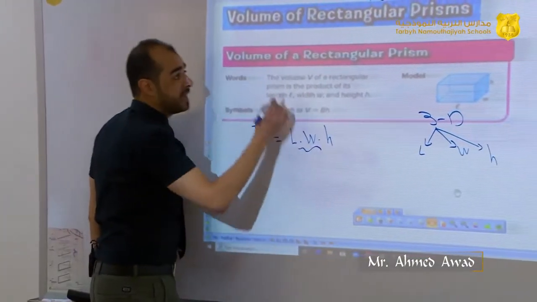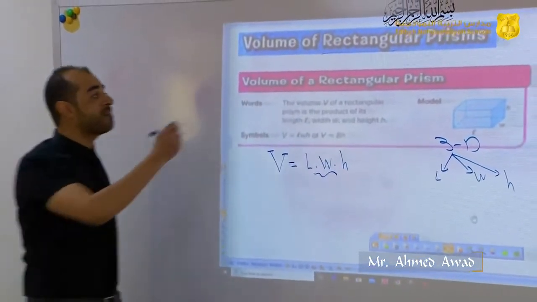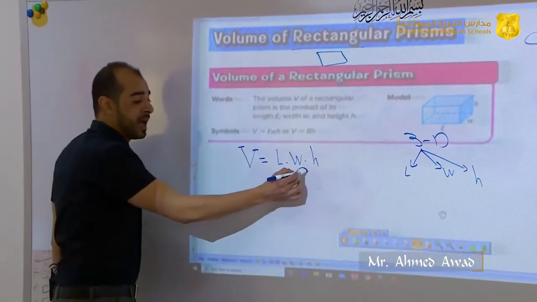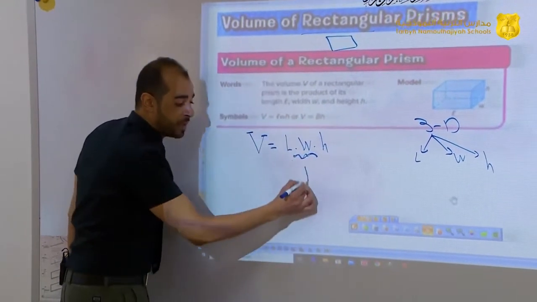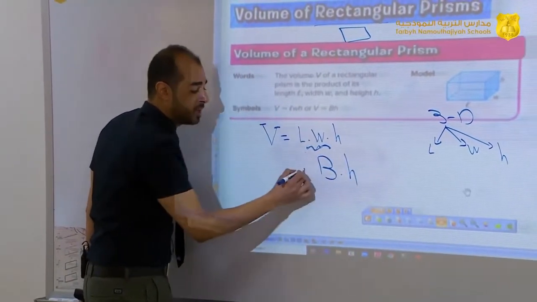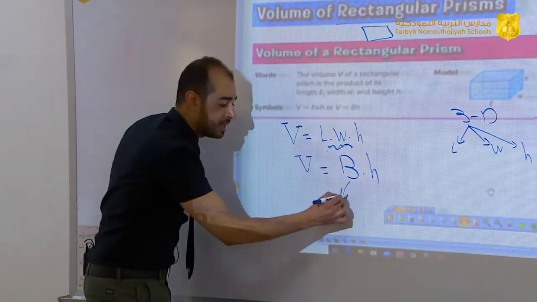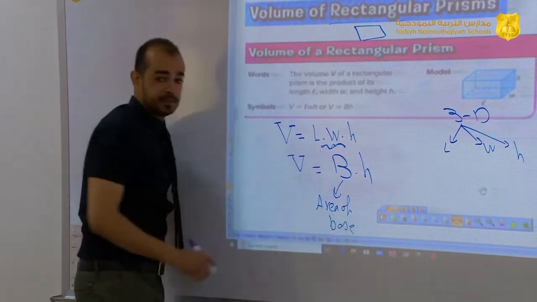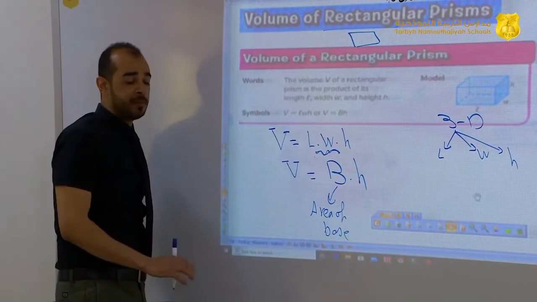And as you know, its name is rectangular prism, so it means it has a rectangular base, in the shape of a rectangle. The length multiplied by the width, or the product of the length and width of the base, we can write as the area of the base, or B. So the volume can be written as B multiplied by H, where B is the area of the base. Okay? This is the rule which we use to calculate the volume of a rectangular prism.